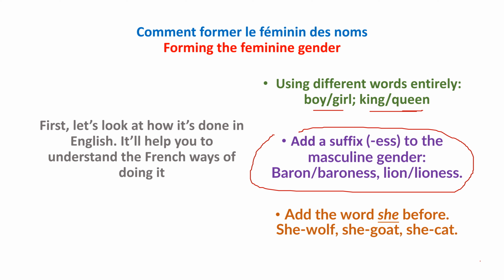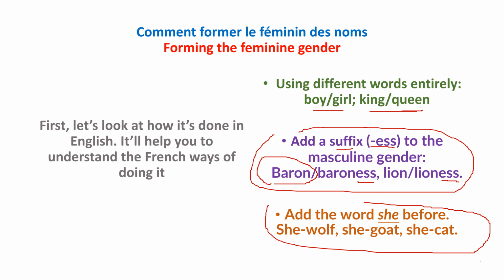A suffix means we add after the word. A prefix is before the word. So we add a suffix ess to the masculine gender. For example, baron is masculine. To have the feminine, we add ess, baroness. The same for lion. We add ess, we have a lioness.